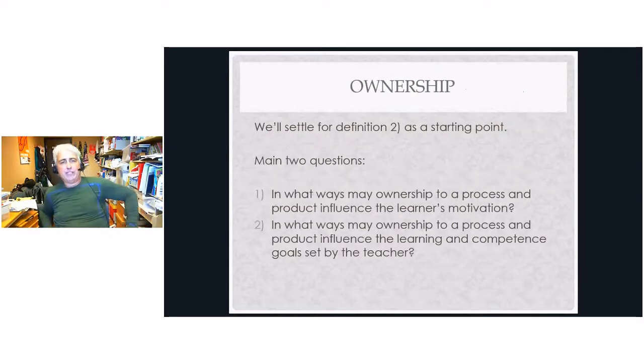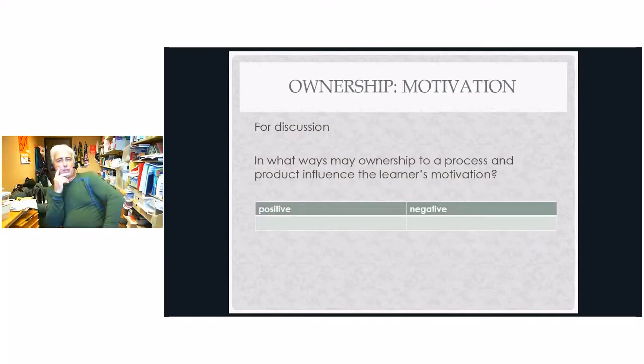So when we settle for definition number 2, there are 2 main questions that pop up. The first one is, in what ways may ownership to process and product influence the learner's motivation? And secondly, in what ways may ownership to a process and product influence the learning and competence goals set by the teacher? So this is a topic for discussion. In what ways may ownership to process and product influence the learner's motivation? There are positive sides, and there may also be some negative sides here.